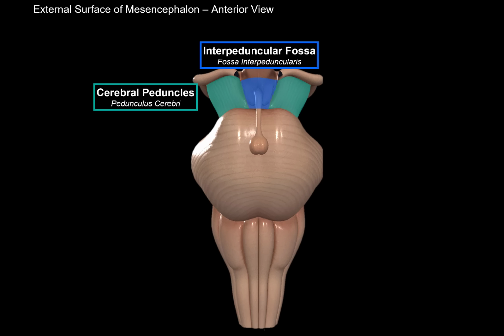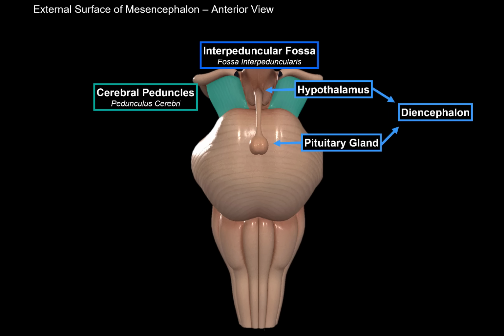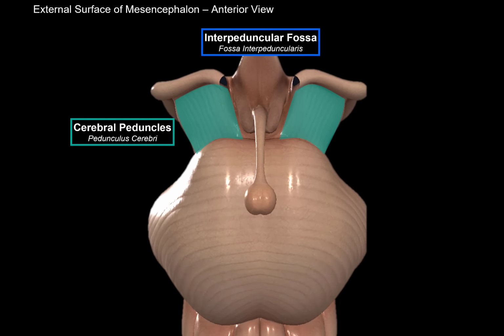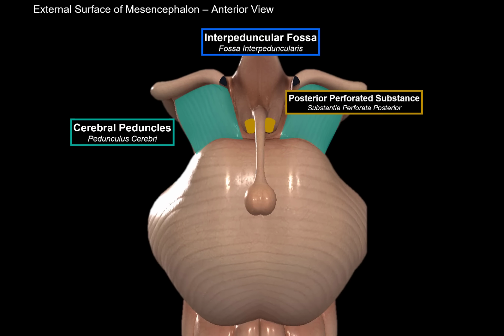And within the interpeduncular fossa, you will find some structures of the diencephalon, which are not a part of the midbrain, like the hypothalamus and the pituitary gland. So again, they're the diencephalon, our topic for the next video. But there are a few structures here that are a part of the midbrain. And the first one is the posterior perforated substance.